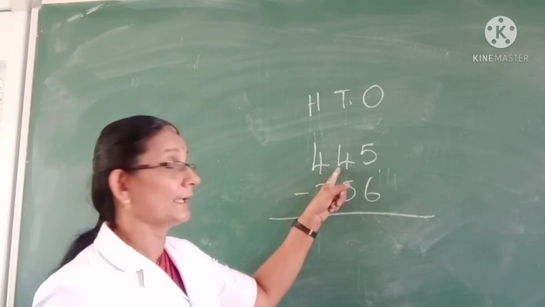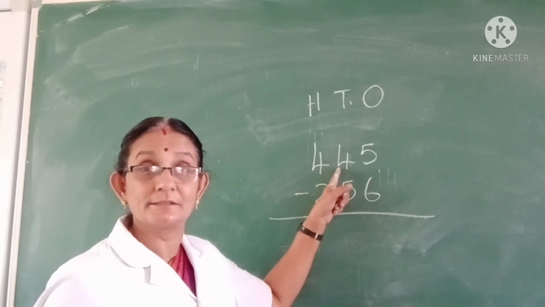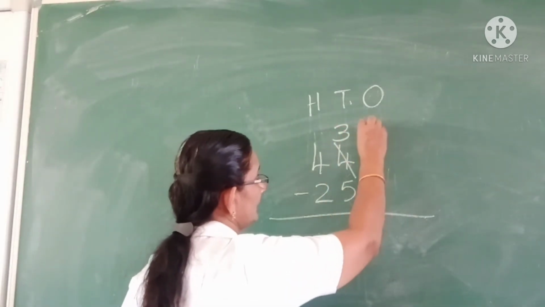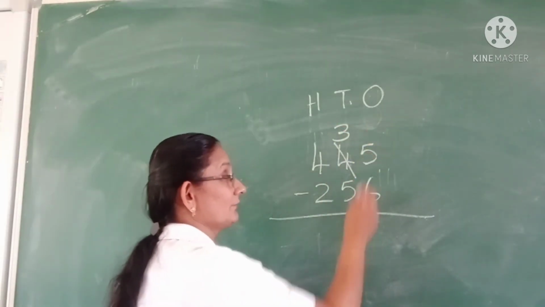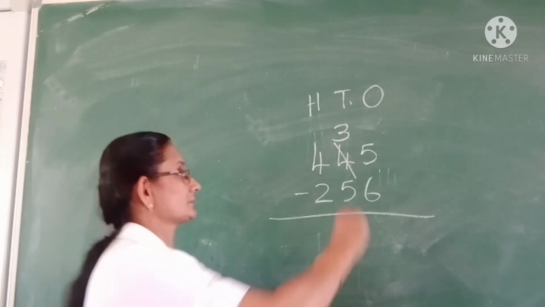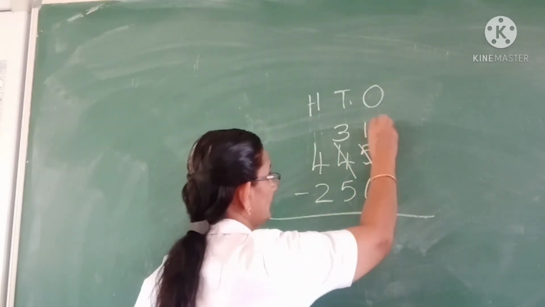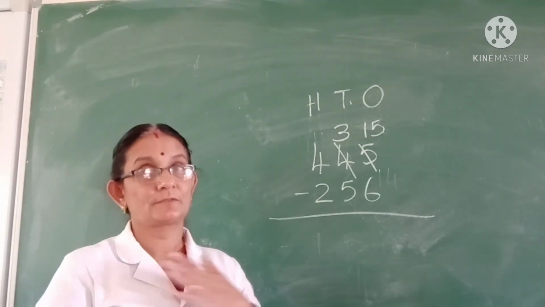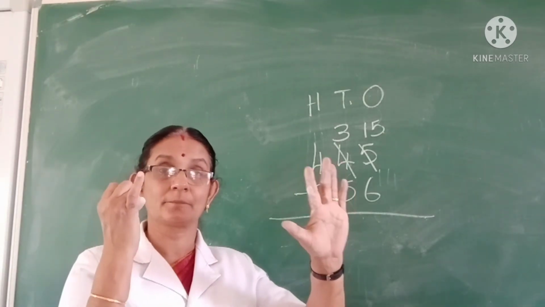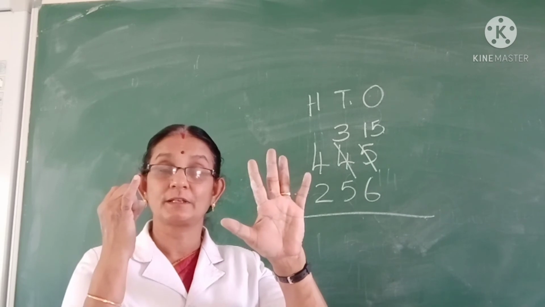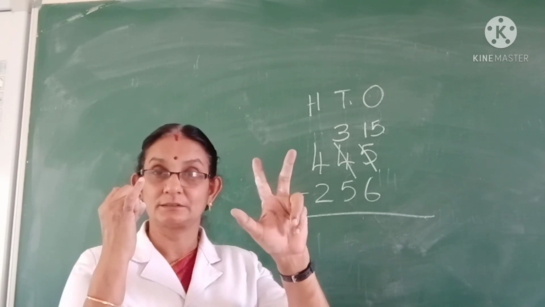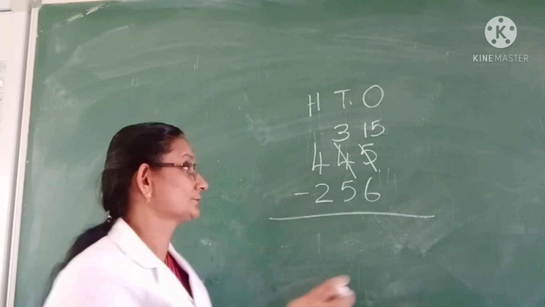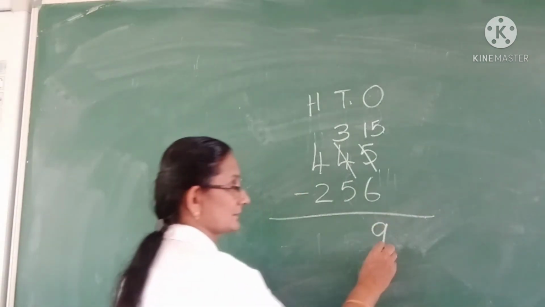4 tens can be written as 3 tens and 10 ones. So, we add 10 ones and 5 ones, and 10 plus 5 will give you 15 ones. So, we can write here 15 ones. Now, 15 minus 6 is equal to, yes, 15 in mind and 6 in hand. So, before 15, 14, 13, 12, 11, 10 and 9. So, we have 15 minus 6 is 9.